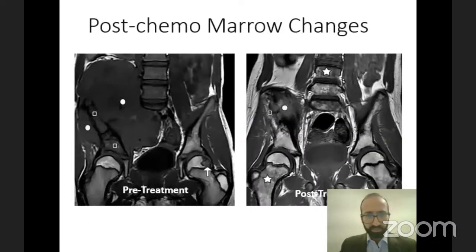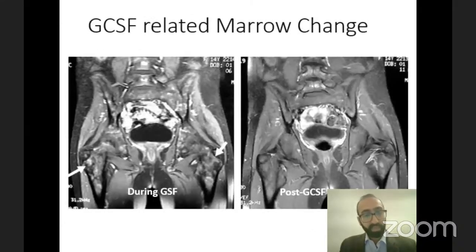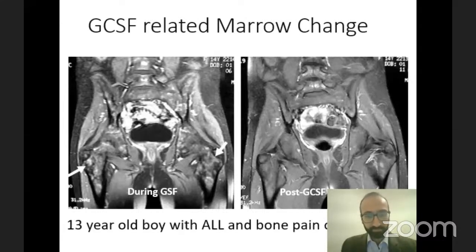This is just to emphasize that chemotherapy can also cause similar heterogeneous changes and red marrow hyperplasia. And if you've been given GCSF, it can also transiently cause, while you're on treatment, heterogeneous marrow changes. You can see on the image on the right, once we've stopped granulocyte stimulating factor, those proximal femoral changes have resolved.